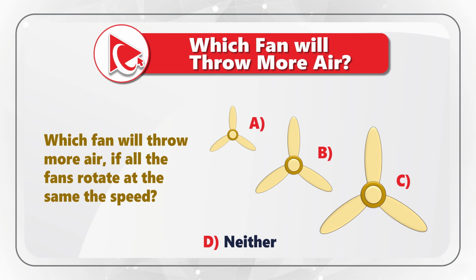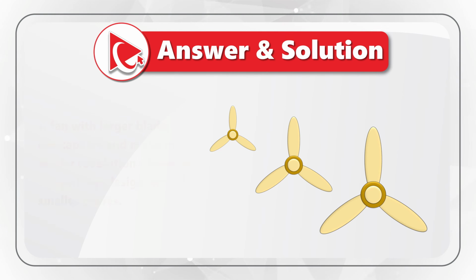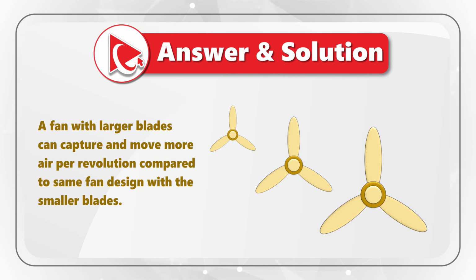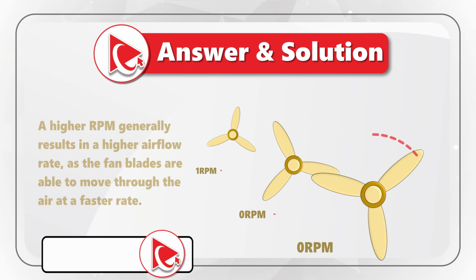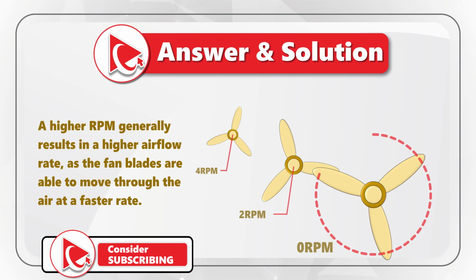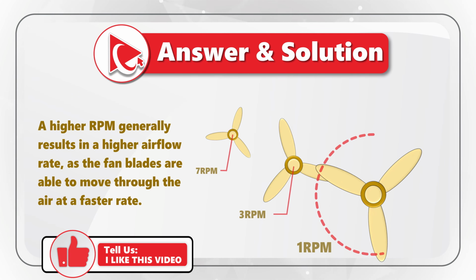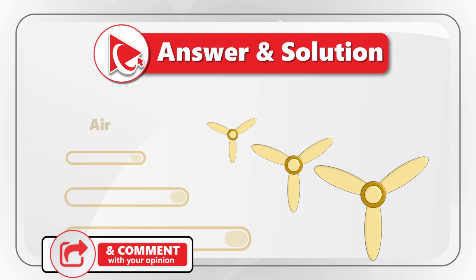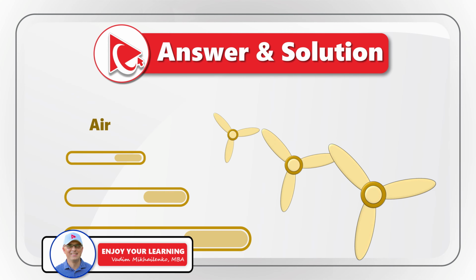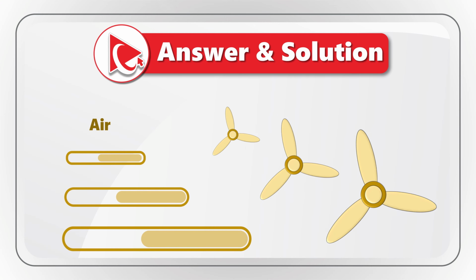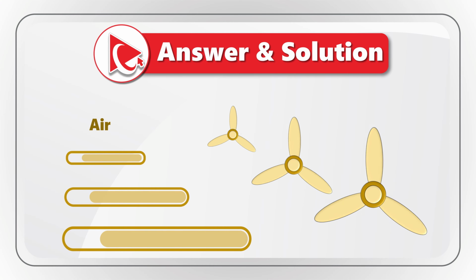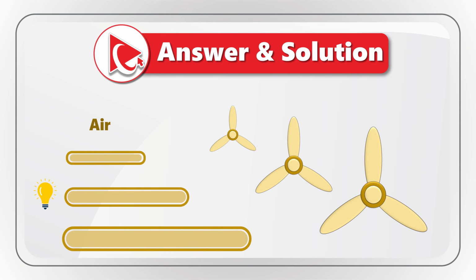As you might be well aware, there are 2 key factors that help determine the airflow rate. The first one is the size of the fan's blades, and the second one is the rotational speed of the fan, which is measured in RPM, which stands for revolutions per minute. A fan with larger blades can capture and move more air per revolution compared to the same fan design with smaller blades. And this is exactly what we're dealing with here in this question.